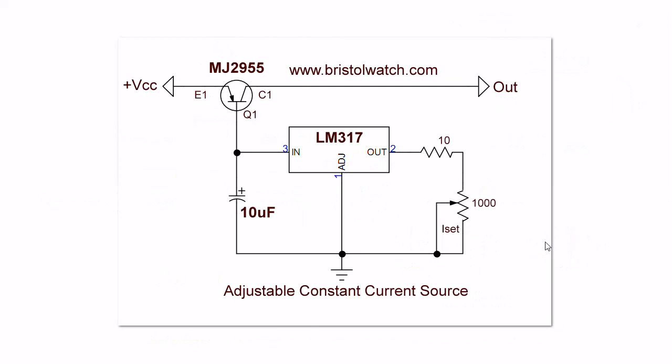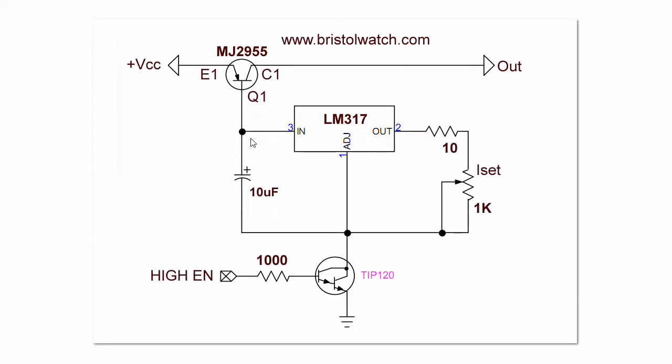This circuit you may have seen before. It's my old constant current source using an LM317 to control the emitter base current of a PNP transistor. Where this differs is the ground circuit now has to pass through a TIP120 or similar NPN transistor. This is where you can switch the current through the LM317 on and off, or pulse width modulate it to control the overall output power.